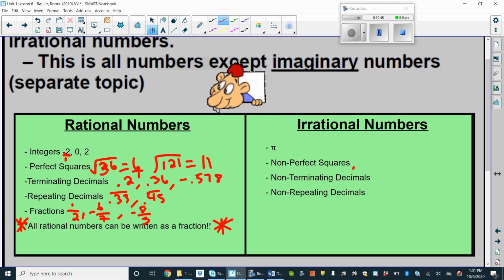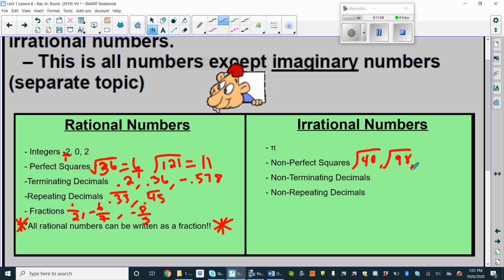All non-perfect squares, so the square root of 40, the square root of 98, anything that does not equal a perfect square. So if you were to type it into a calculator, it doesn't come out to a whole number. Therefore, that would be a non-perfect square, which are irrational numbers.